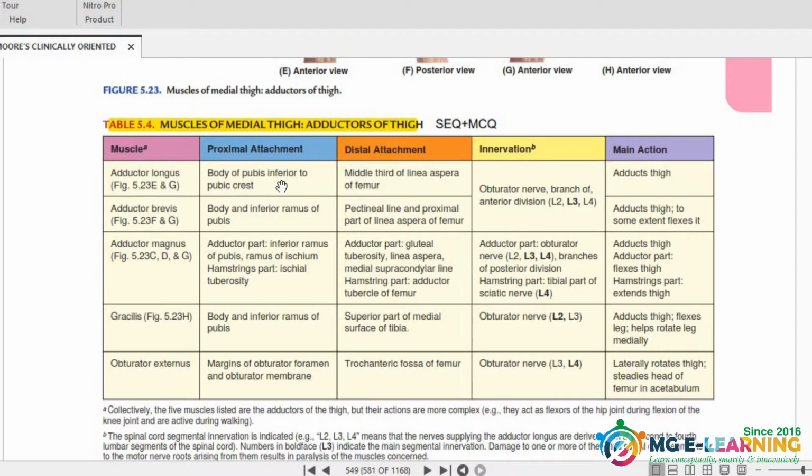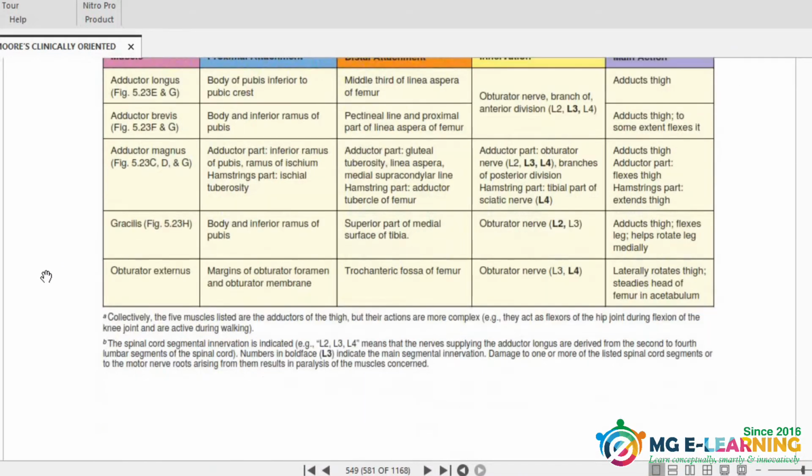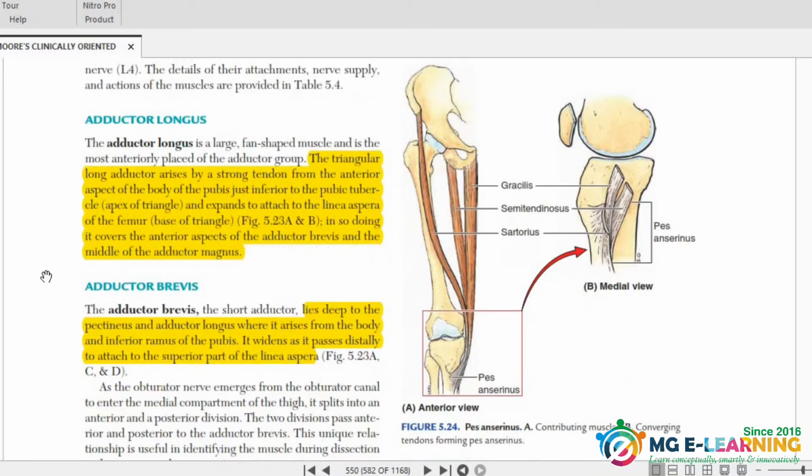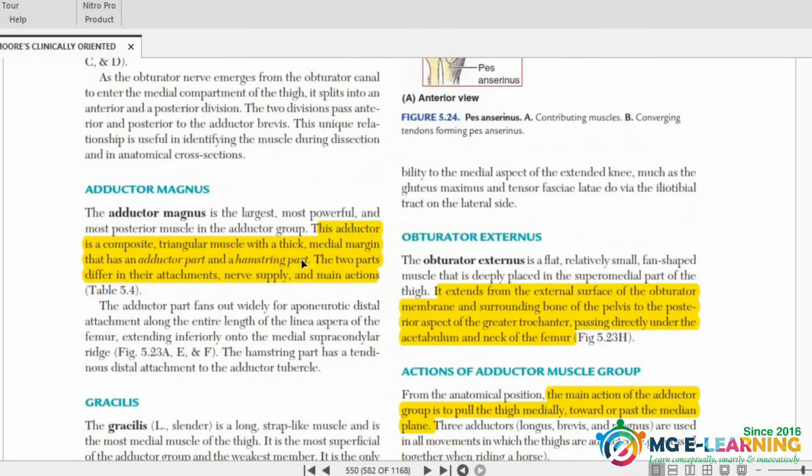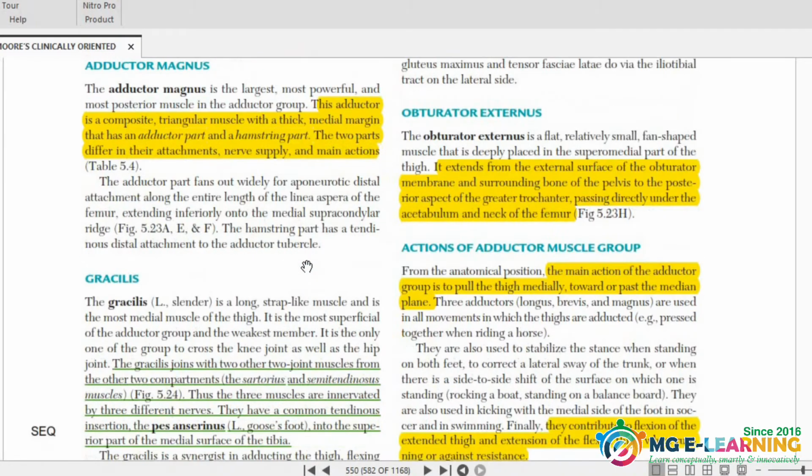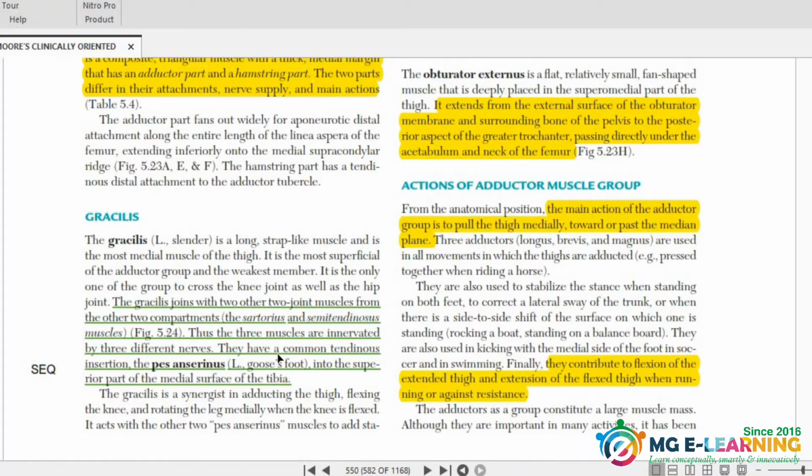Now this table 5.4 is important from the SCQ and MCQ point of view. Muscles of the medial thigh. And here are the adductors of the thigh. You have to read it from the MCQ and SCQ point of view. This one. And next our SCQ is pes anserinus. It is important from the SCQ point of view.